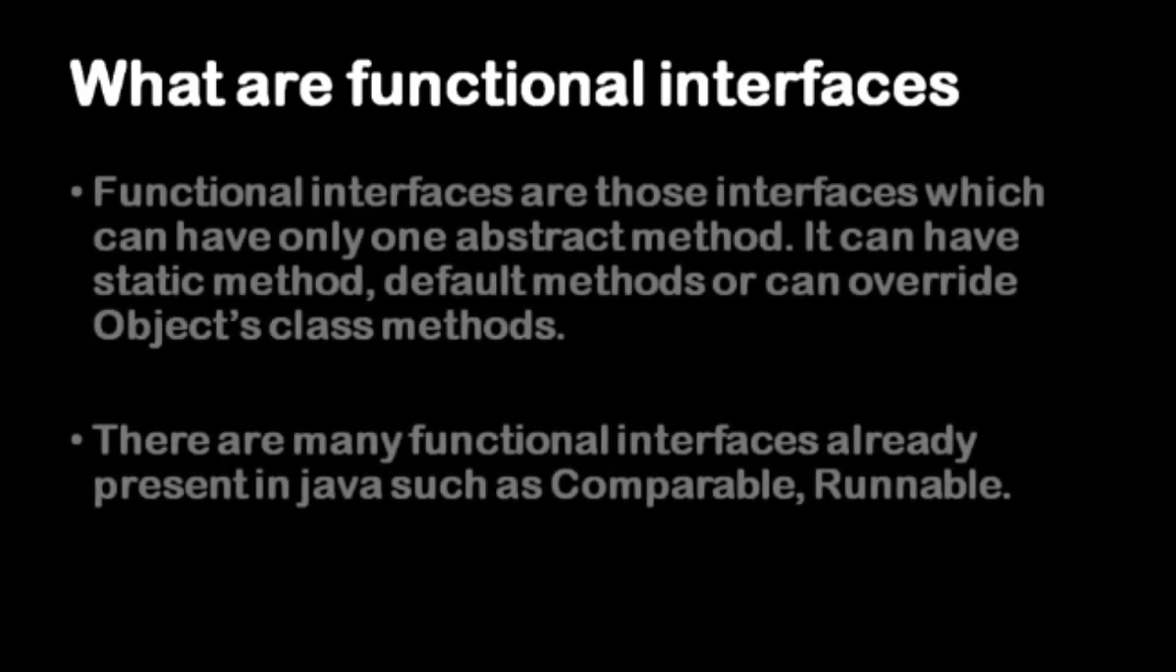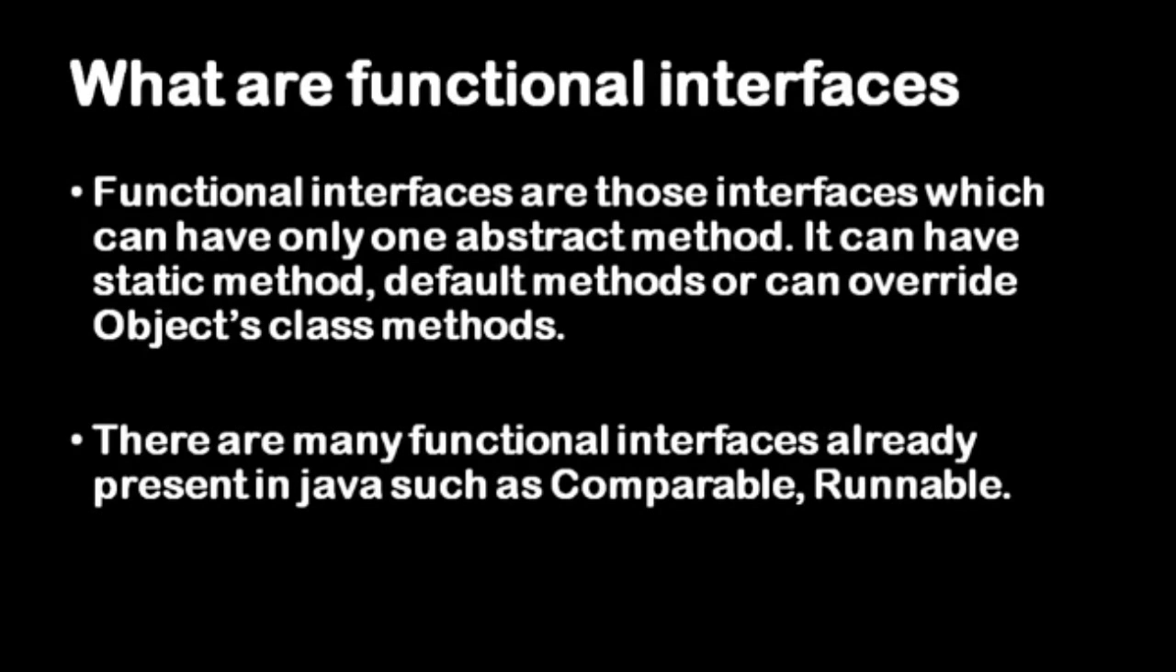What are functional interfaces? Functional interfaces are interfaces that have only one abstract method, and they can have multiple default and static methods, or they can override the Object class methods as well. They were already present before Java 8 as well. We had Comparator, Comparable, Runnable, Callable. These are the interfaces which can be called functional interfaces.